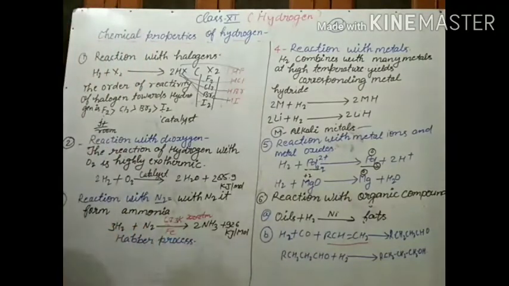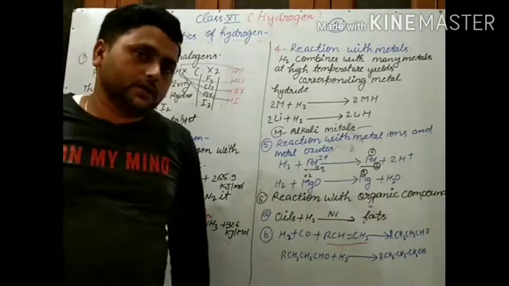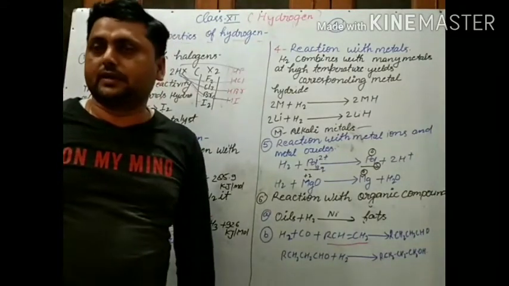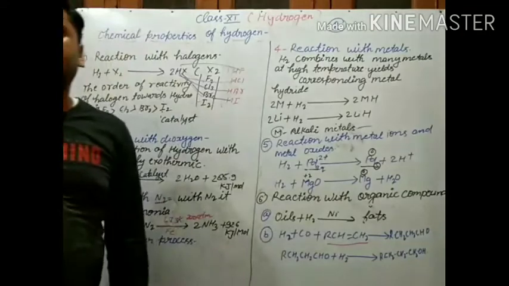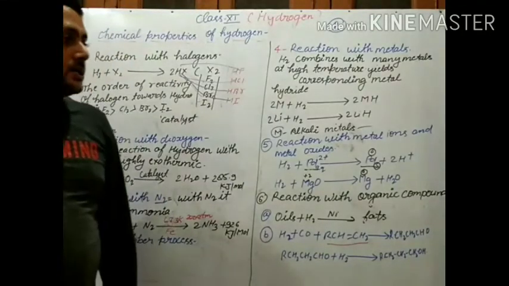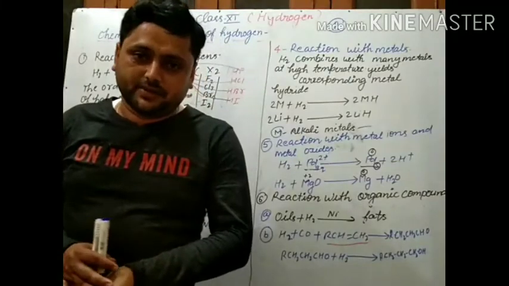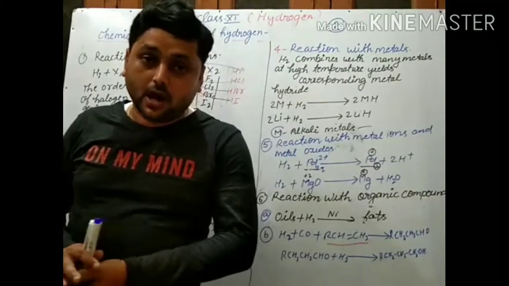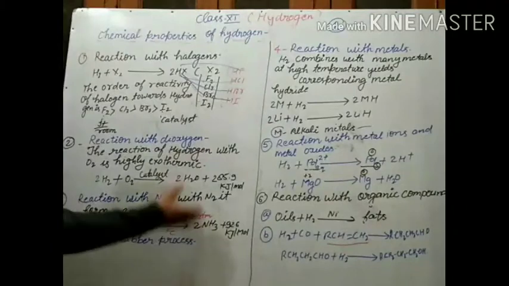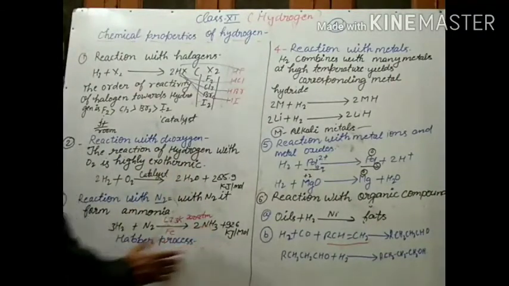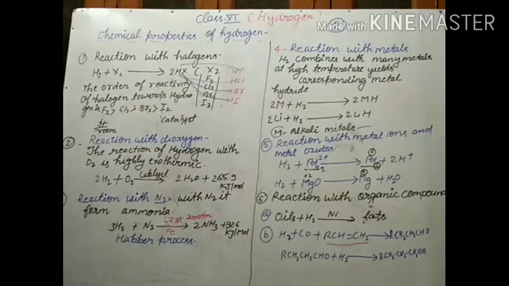Next is reaction with N2, dinitrogen. It reacts with dinitrogen in the presence of an iron catalyst at 673 Kelvin and 200 atmospheric pressure and yields ammonia, and this process is called the Haber process. This process is also exothermic.